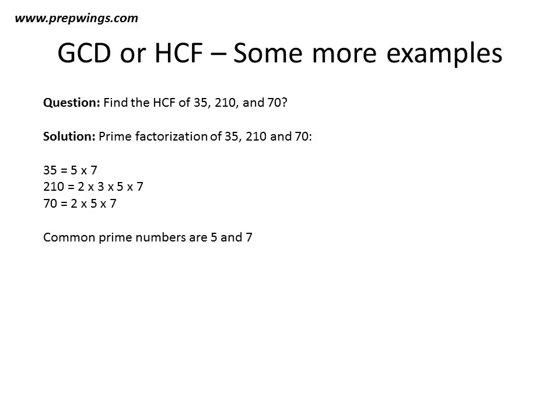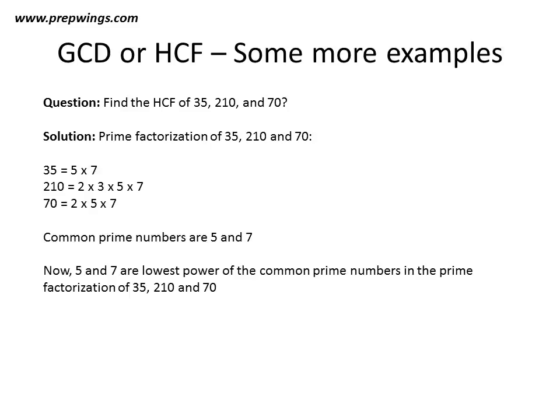Okay, so if you look at the powers of these numbers, 5 has a power of 1 in all the three numbers. Thus 5 raised to power 1 is the lowest power of 5. Similarly 7 has a power of 1 in all three numbers. Thus 7 raised to power 1 is the lowest power. Thus 5 and 7 are the lowest powers. Now the HCF is, we just multiply these numbers, 5 into 7, which is 35. Thus HCF of 35, 210 and 70 is equal to 35.